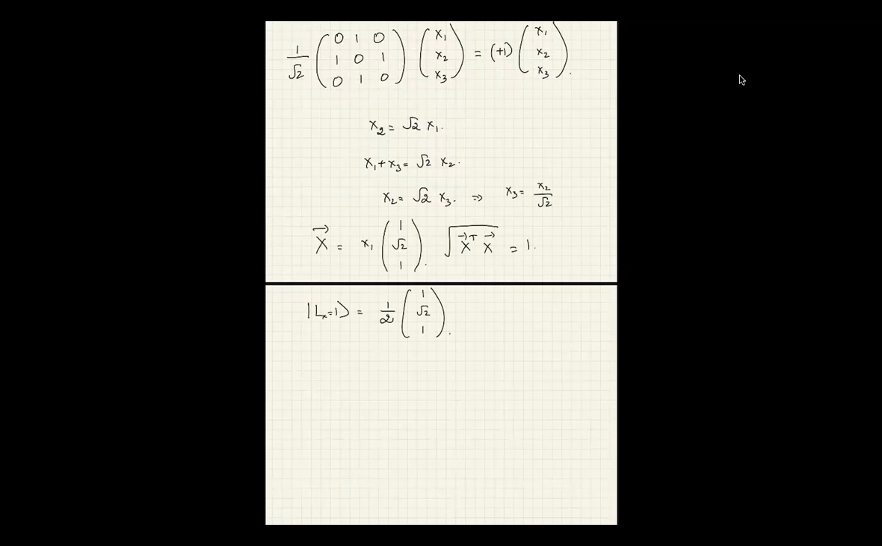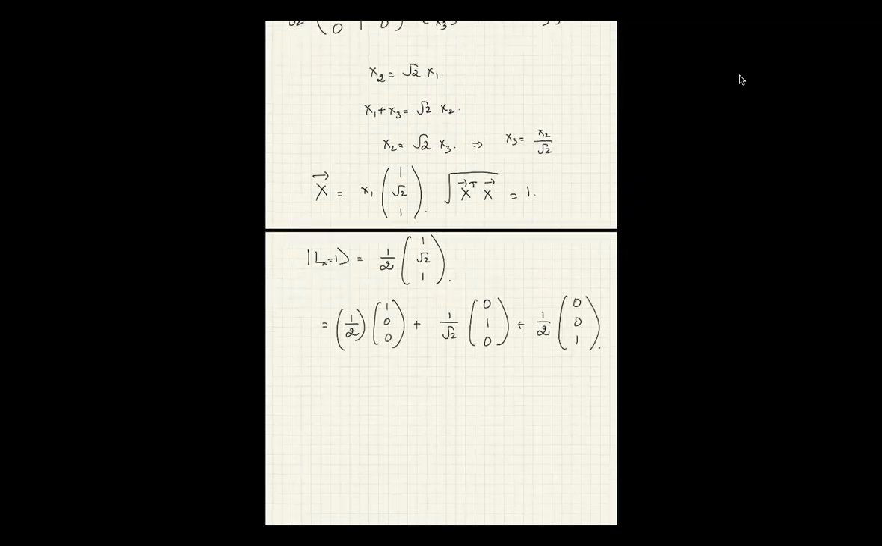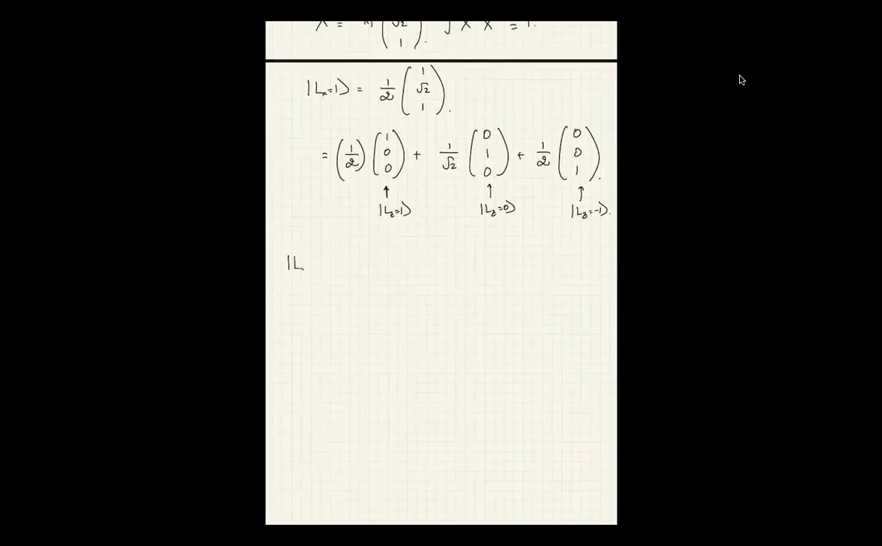Okay. Now remember that the question is asking you, what are the eigenstates of Lx in the Lz basis? So I can write this as 1 half times 1, 0, 0 plus 1 over root 2 times 0, 1, 0 plus 1 half times 0, 0, 1. And this is basically the Lz equal to 1 state. This is the Lz equal to 0 state. And this is the Lz equal to minus 1 state. So the Lx equals 1 state can be written as a linear combination of the three Lz states.